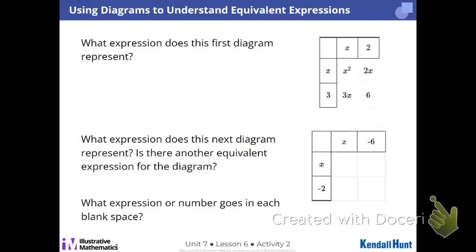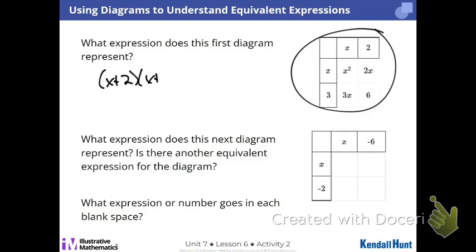I wanted to go over a couple of these diagrams as a refresher before you do your own from the notes. You're going to notice these ones right here are not in your notes. So just a reminder that what this diagram up here says is x plus 2 times x plus 3 equals x squared plus 5x plus 6. That's what that diagram says. We've seen these diagrams before. You might not be seeing that 5x.